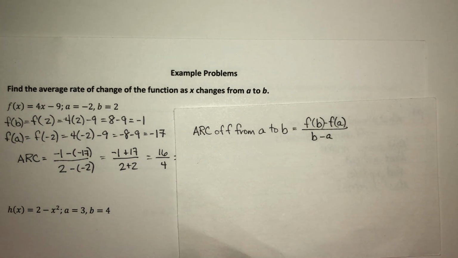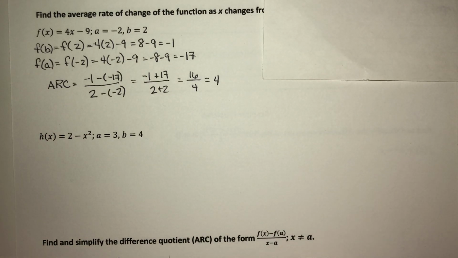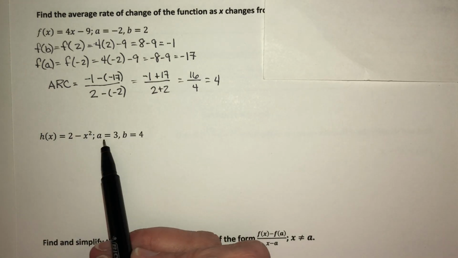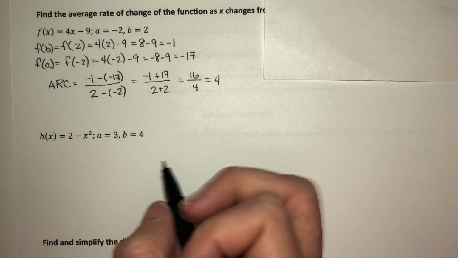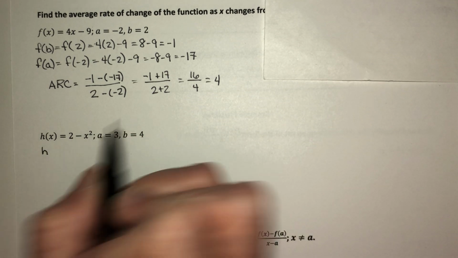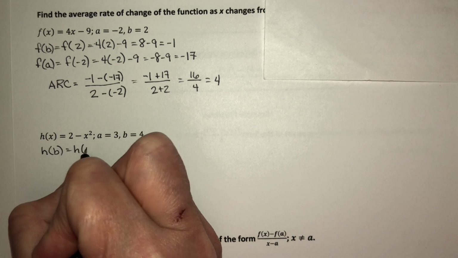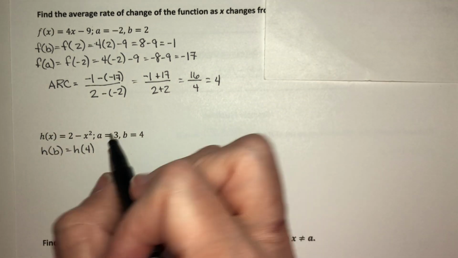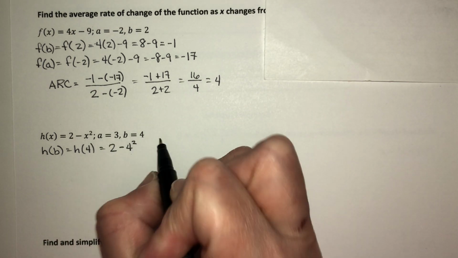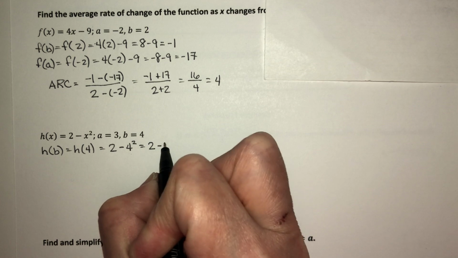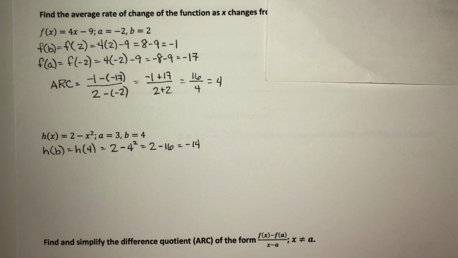Okay? So let's find the average rate of change of this one, where a is 3 and b is 4. So first, let's find h of b, which is h of 4, which will be 2 minus 4 squared, 2 minus 16, which is negative 14.